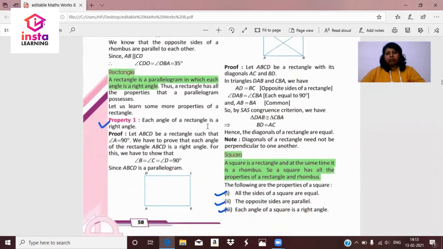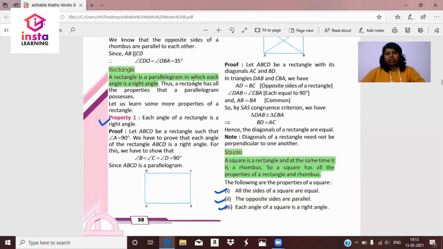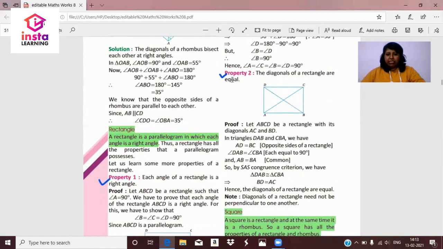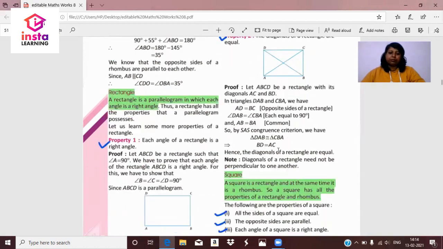Now we come to another parallelogram, that is rectangle. A rectangle is a parallelogram in which each angle is a right angle. Properties of rectangle are: each angle of a rectangle is a right angle. Next, the diagonals of a rectangle are also equal. Diagonals again bisect, AC and BD. So these will be equal.